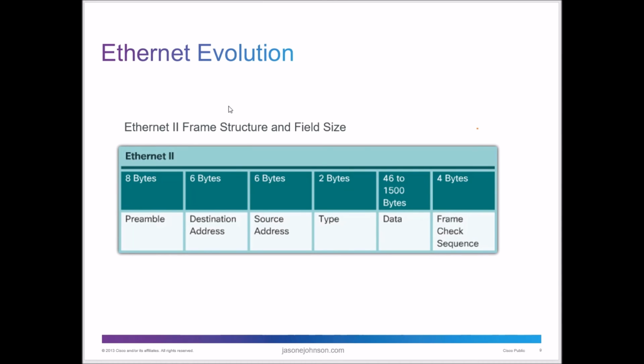So when we're looking at a frame for Ethernet, we are looking at bytes of information here, and remember, 8 bits is a byte, so then 8 bytes.